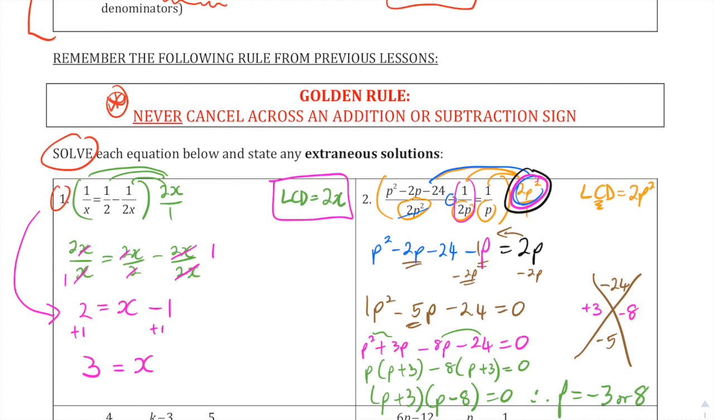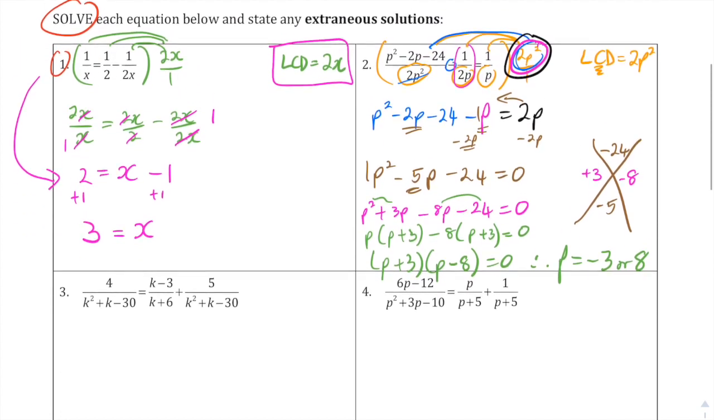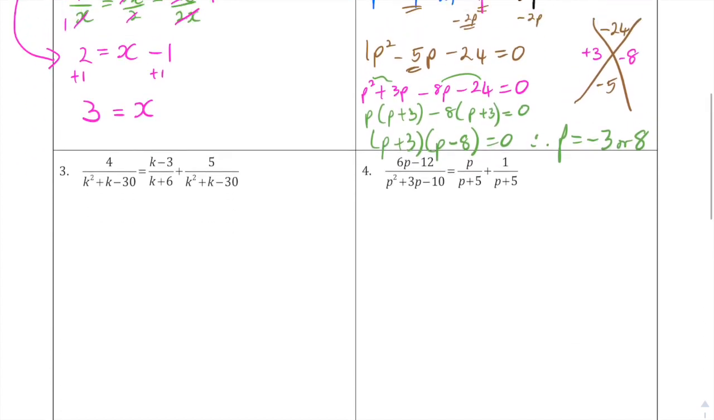Final step in the problem is to check for extraneous solutions. So I'm just going to have a quick look. Minus 3 and 8 will not cause any of our denominators to be 0. Okay, moving on. Now the problems get a little bit more difficult. They're more difficult because the identifying of our LCD, lowest common denominator, is more complex because of the denominators themselves being trinomials.